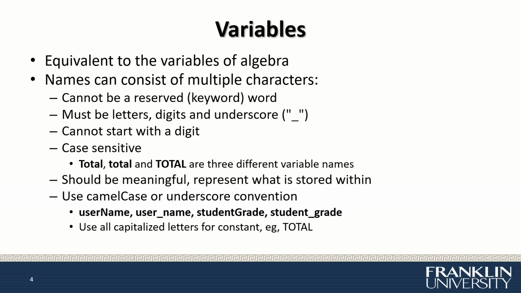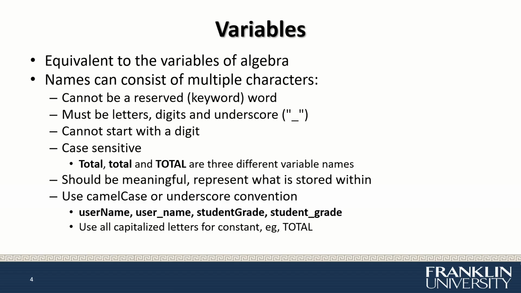First, it cannot be a reserved word or keyword. A variable can consist of letters, digits, and underscore. It cannot start with a digit. So typically, variable names start with a letter. It's case sensitive. So total with a big T, total all lowercase, and total all uppercase are three different variable names. Variable names should be meaningful, representing what is stored within.